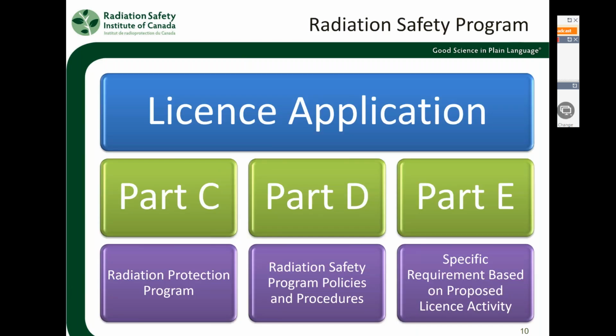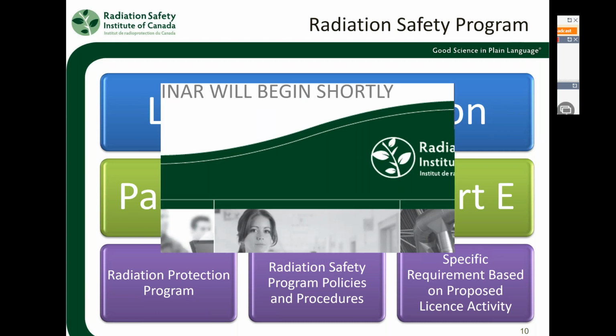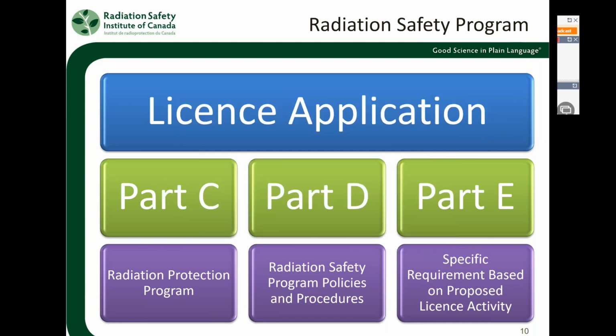So the license application, the first two parts, Part A and Part B, are the basic information on who you are and what kind of application you wish to have. And then when you get into Parts C, D, and E, that's where we're looking at putting together the radiation safety program.